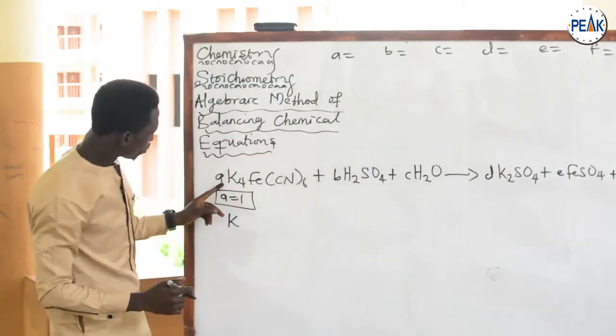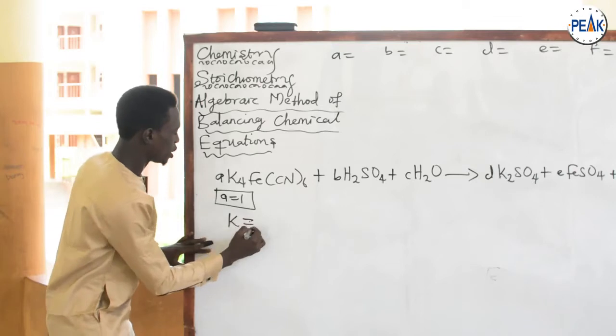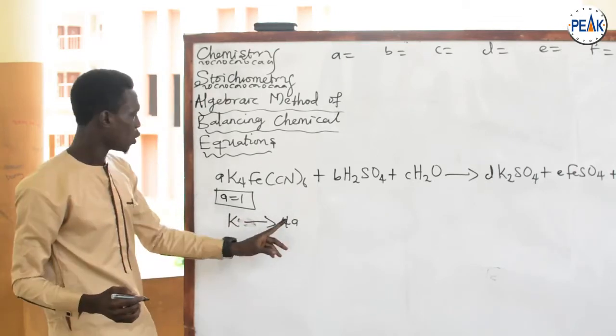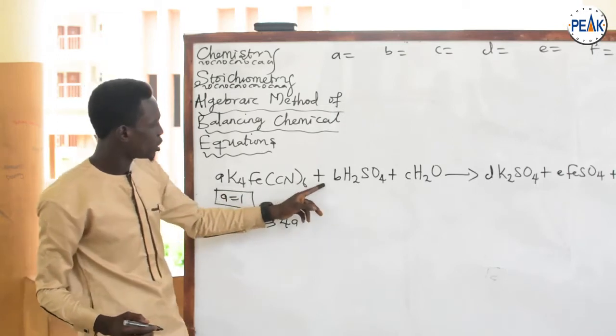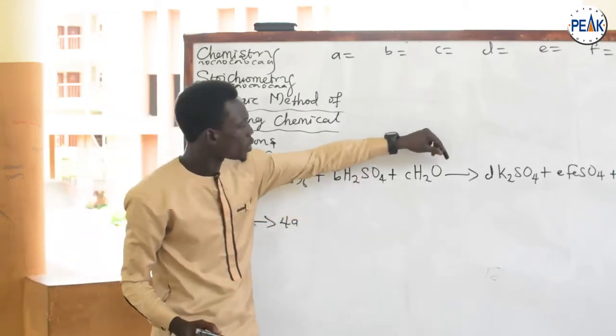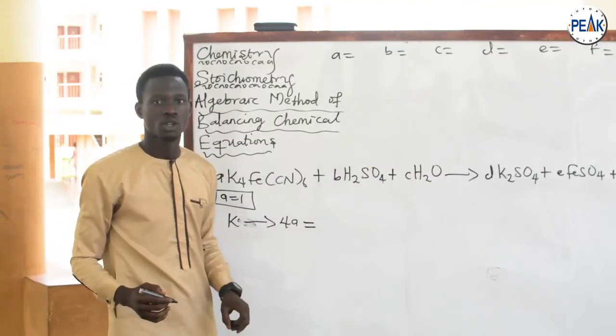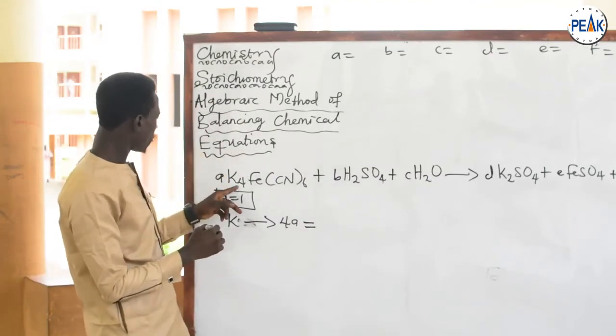So here I have 4A on the reactant side here. There are 4A moles of K. Now, do I have K on the reactant side again? No. If I'm crossing this arrow, which means I'm introducing an equality sign. So for K, I have 4A moles here.